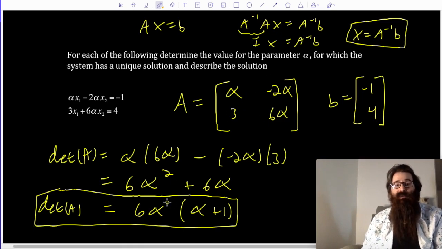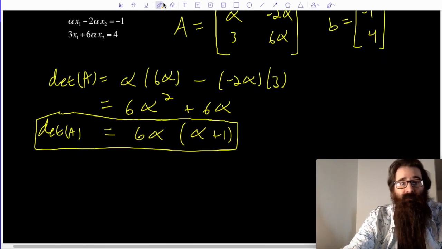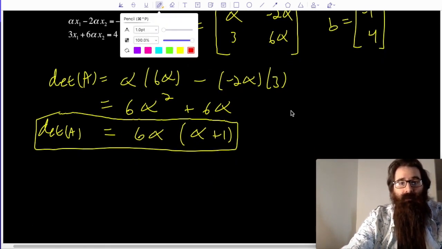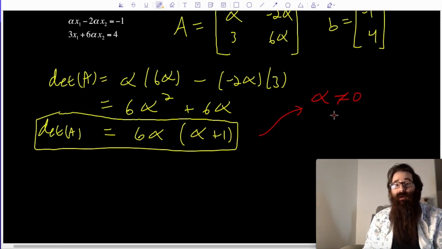So really, the only issue that I'm concerned about is if my matrix is non-invertible, which means I'm concerned that my determinant might be 0. And that could happen here. So let's switch over to the red. Red means no. I want to make sure that alpha isn't 0, or that alpha plus 1 does not equal 0, which means alpha should not be negative 1. And that's because I want to make sure that my determinant does not equal 0.